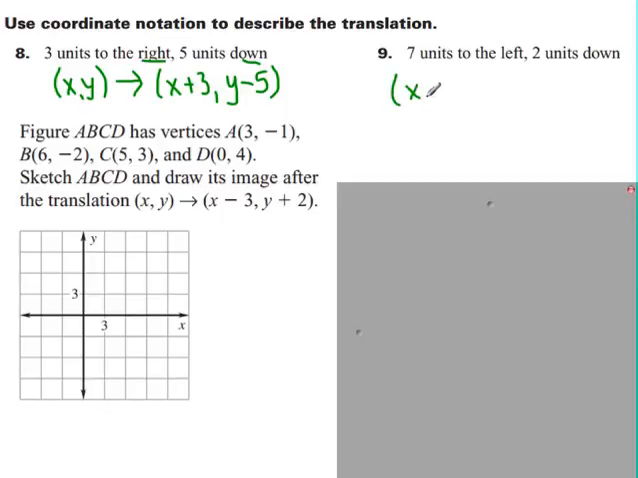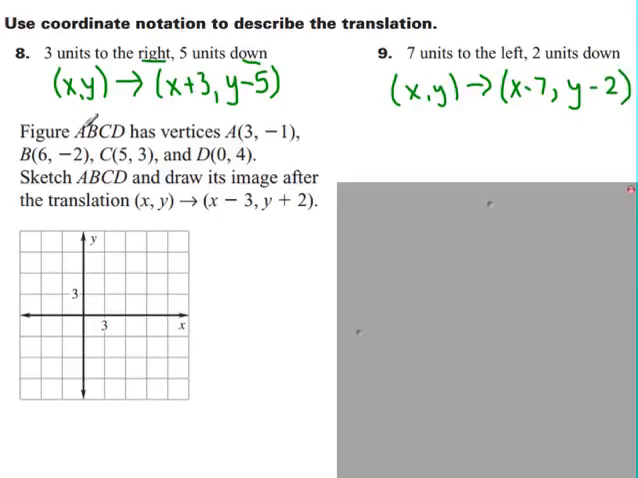Let's see how that changes for number 9. We have x, y. It's going to turn into, let's see what happens to our x. We're going to move to the left 7 units. It means we're going to subtract 7. We're going to move 2 units down. That's going to be y minus 2.